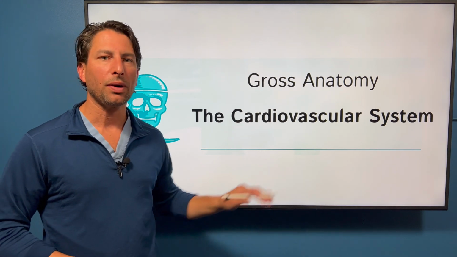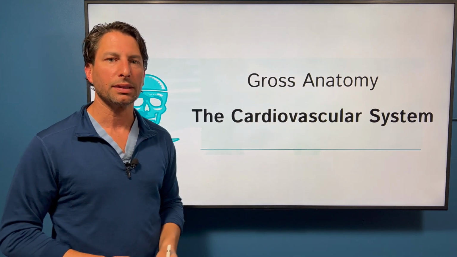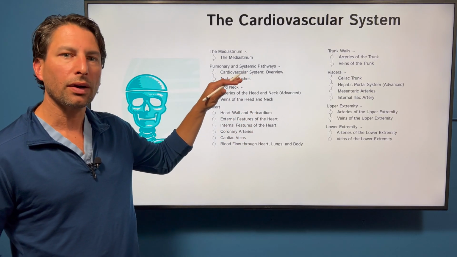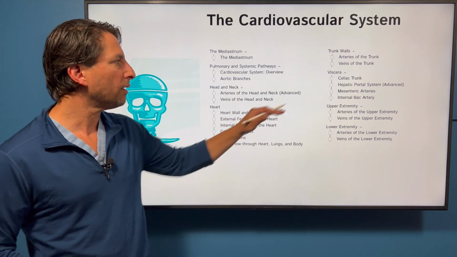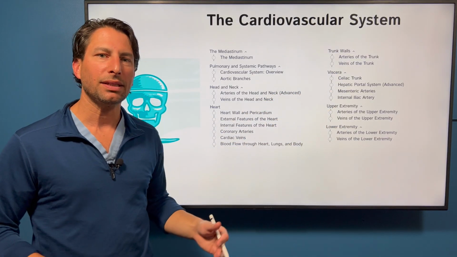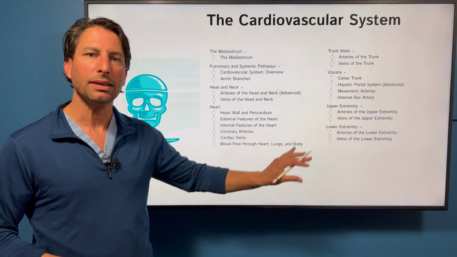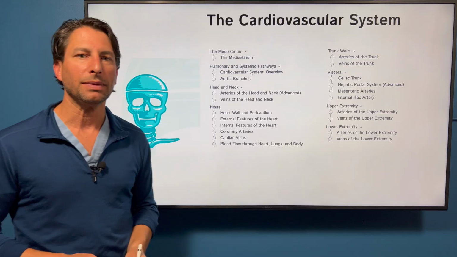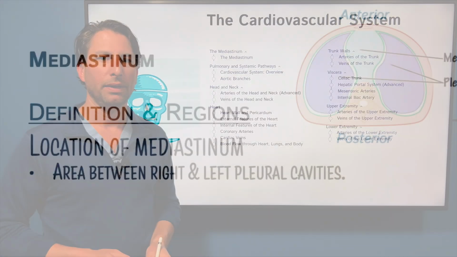Here we're going to do a primer on gross anatomy of the cardiovascular system. Now there are a lot of tutorials here. We'll go through the cardiorespiratory system, the heart itself, trunk walls, viscera, and extremities. But if you pay attention to the primary tributaries, the origination of the vasculature, then the branches just become details that you'll learn over time.